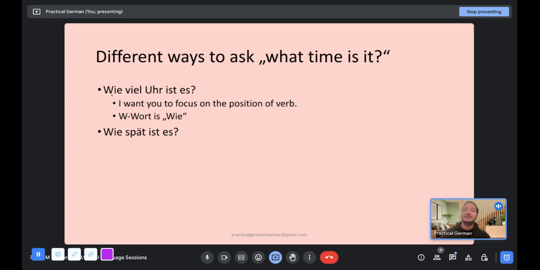The first position we focused on. I told you that position does not mean the actual word. Position can include many words together. So "wie" was the W word, right? Now "spät" is related to "wie", so this is one entity. So "wie spät" is the first position, "ist" is second. Okay. Wie spät ist es? Any questions about what I just said?